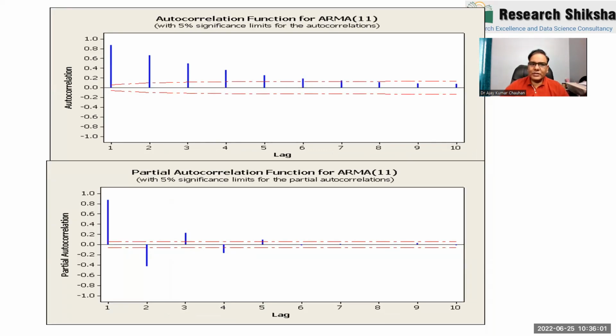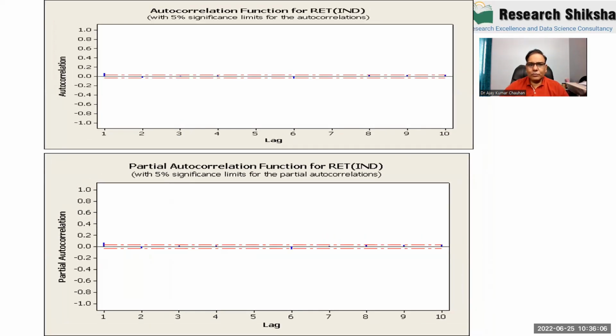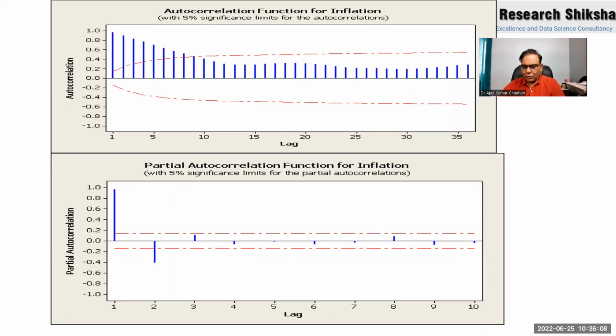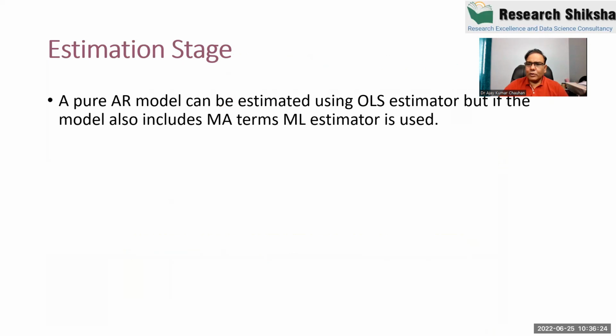So there are different possibilities we have to see. In all these possibilities, we have to find out which kind of series it is, and how many AR terms and how many MA terms we have to consider. So this we have to find out. Okay, then we run the model. The rest of the things I will show you in EViews.